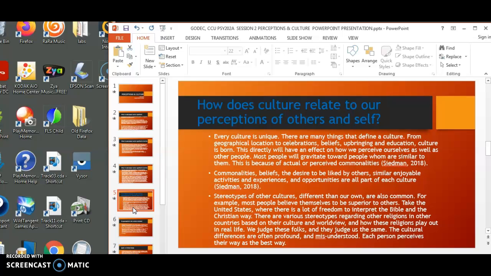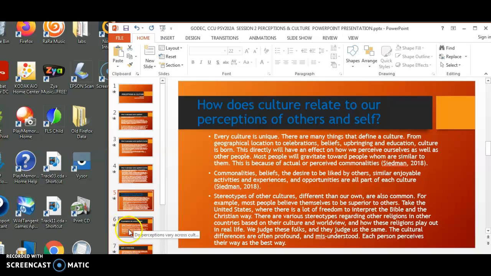Sometimes we'll want to gravitate towards people like ourselves because of commonalities. Our own beliefs are similar, so we can relate, and the desire to be liked by a person. We also want to definitely do activities that we like with each other. Opportunities are also a part of cultural expansion. Stereotypes of other cultures, which are different than our own, are very common, and this does not change. It does not matter where you are from. Everybody has a different perception of one another.